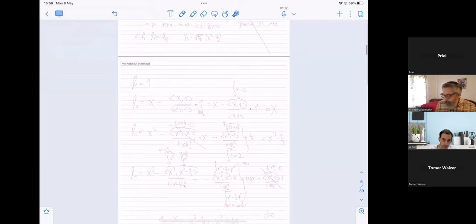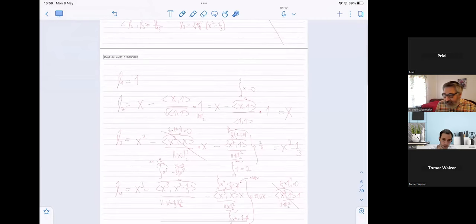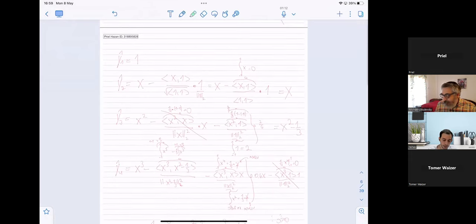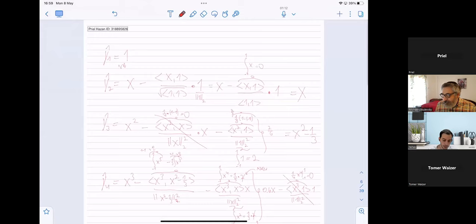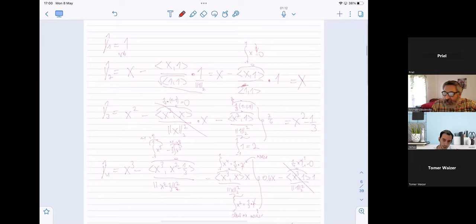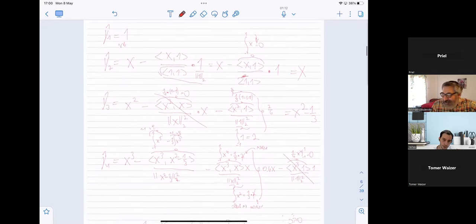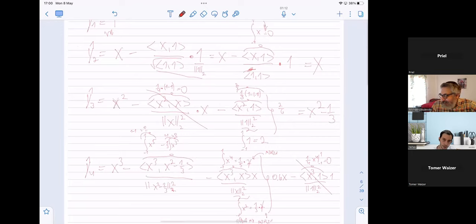Okay, please. Okay, I did not succeed with the laser, so I will do it with this. So we start with y equals 1. Then we do x minus the projection of x on 1 divided by these expressions. That's the inner product of 1 with 1. So x and 1 will result in 0, because it's the integral. And so we conclude that the first two functions are already orthogonal. Yes, they have zero inner product. Okay, second term, so we got x squared.